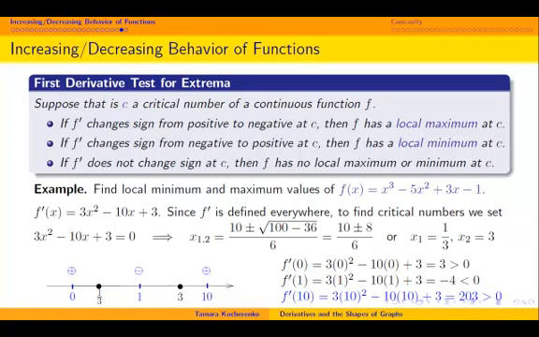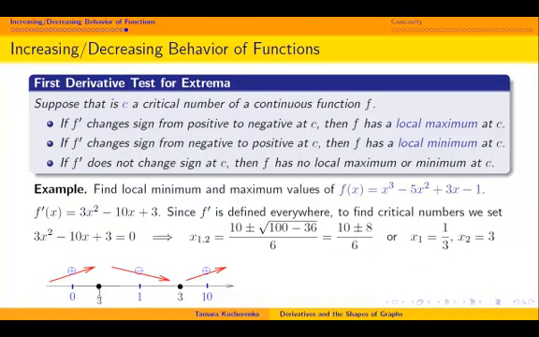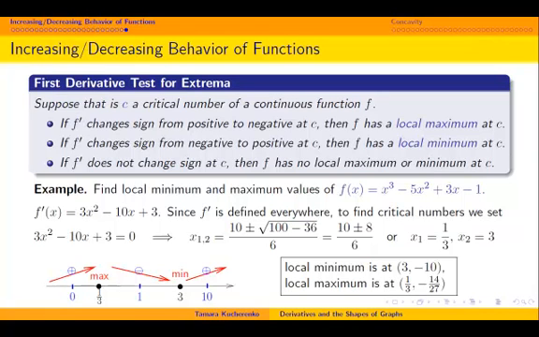Before making conclusions about local extrema, it is helpful to indicate increase-decrease behavior of the function with arrows. Then visually, it is clear that local maximum is at x equals 1/3 and local minimum is at x equals 3. We compute the values of f at x equals 1/3 and x equals 3 and conclude that local minimum is at 3, -10, and local maximum is at 1/3, negative 14/27.